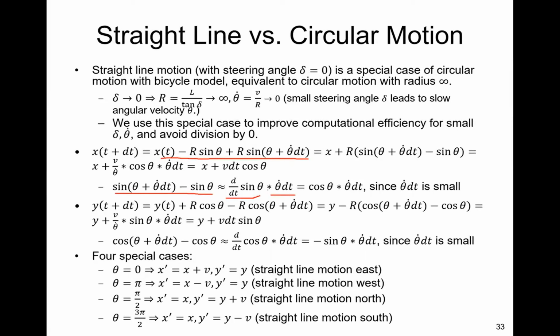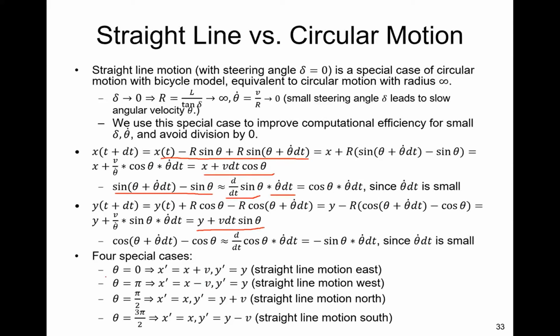And then you plug in this term into the equation, and you cancel out the theta dot term and get this term, which is the term for the straight line motion approximation. Now, similarly for the y term, you get the y motion as a special case of the circular motion. And you can check the validity of these equations.